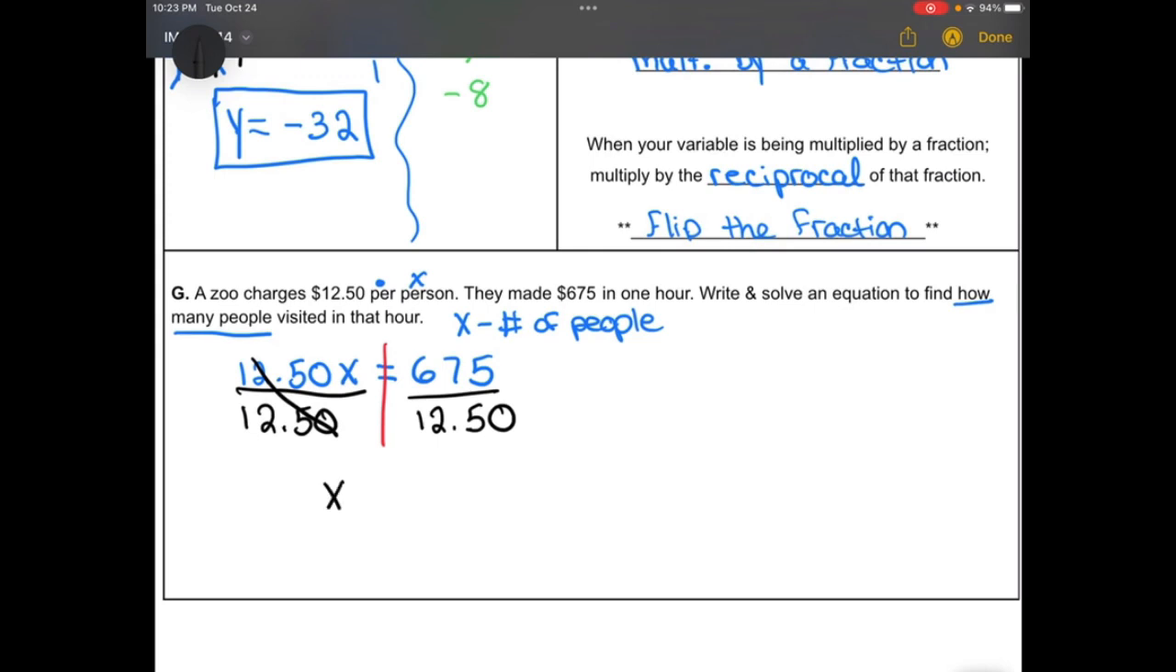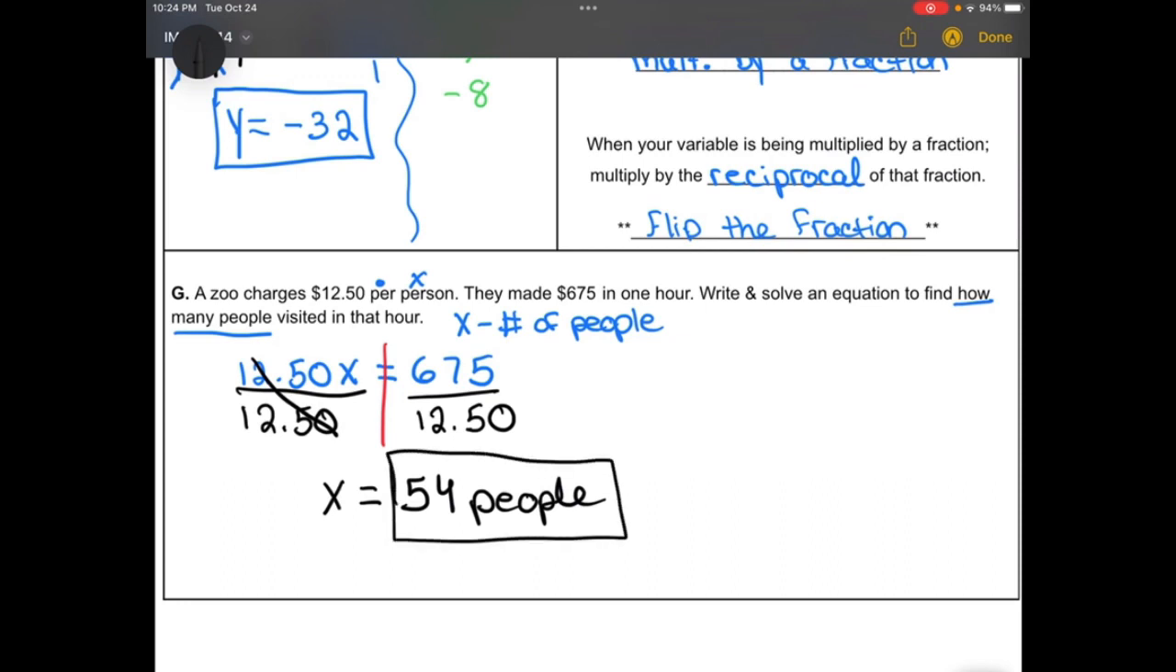And I'm left with X equals, and we want to calculate 675 divided by $12.50. And you should have gotten 54. 54 what? People. When it says how many people visited in that hour, 54 people visited in that hour. And you can plug that 54 back in, multiply it by $12.50, and you should get $675.